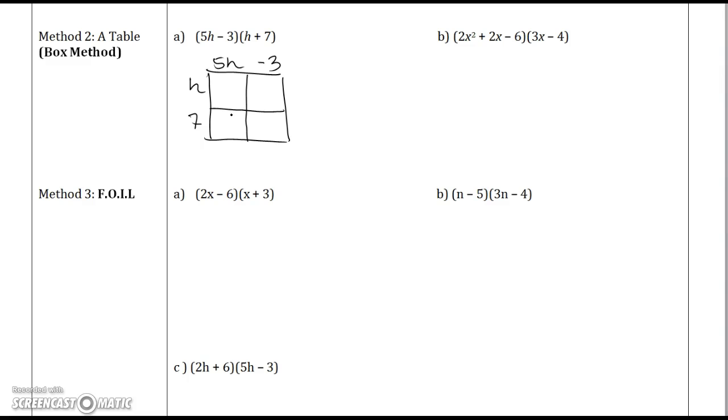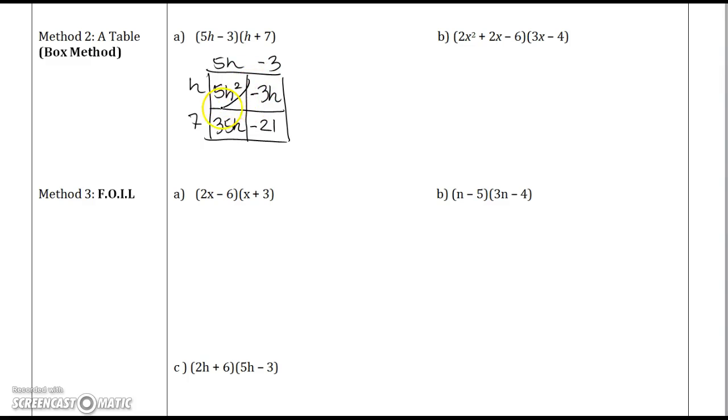Now we're just going to multiply 5h times h. 5h here times this h gives me 5h squared. Negative 3 times h is negative 3h. 5h times 7 will go here, which is 35h. And then 7 times negative 3 is negative 21. Like terms, what I like about this is they're always going to be on the diagonal. I was going to highlight, but I think it's going to block everything out. Always going to be on your diagonal.